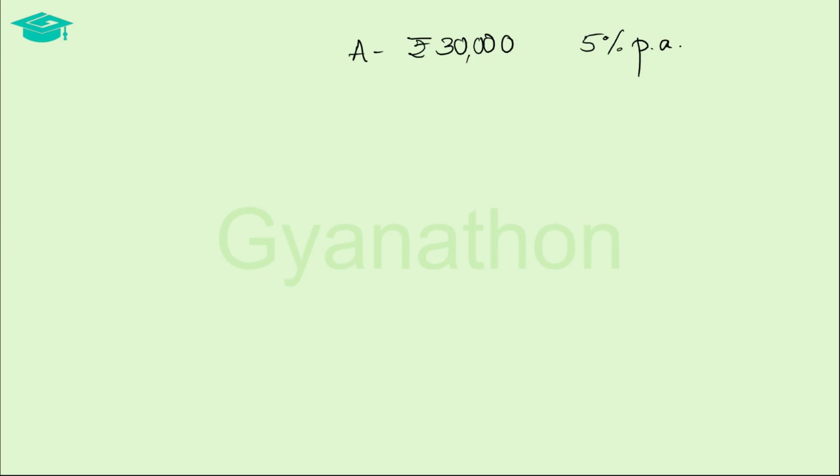However, before delving into that, let us see what is the total amount that he has withdrawn for all the 4 quarters put together, which will be 30,000 into 4, which is 1,20,000.